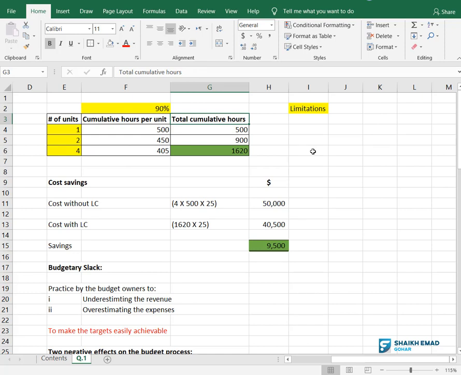Now see this yellow highlight, what I have done for you. This 90%, remember they said there is a 90% learning curve. And they said we made the first motorcycle in how many hours? We made the first motorcycle in 500 hours. So I wrote 500 here in the middle. See, this is cumulative hours per unit. So 500 hours per unit.